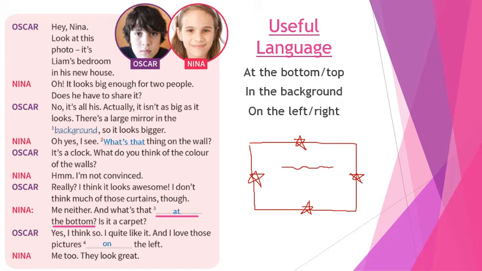Here we see, what's that at the bottom? So he's asking, what's that at the bottom of the picture? Is it a carpet? And they said yes, so there's a carpet at the bottom. Next we see there's a large mirror in the background, so this means in the back of the picture. Finally, we see on the left. I love those pictures on the left. We can also use the term on the right. Now that we have looked at useful language for talking about where things are, let's watch a short video to learn about some more useful language from this conversation.